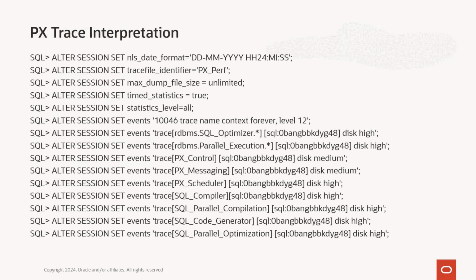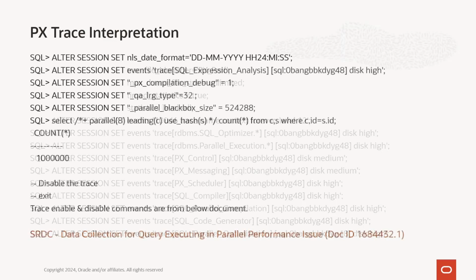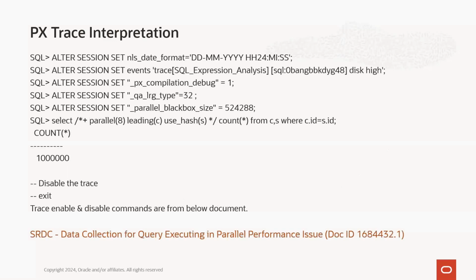So these are the commands to enable the trace. This is at session level. In case session level tracing is not feasible, then system level tracing can be enabled. So we can have an SRDC document where these commands can be seen for enabling and disabling the PX trace.